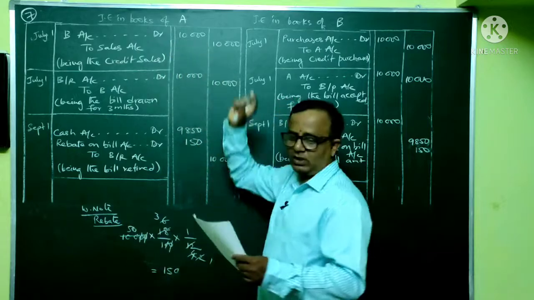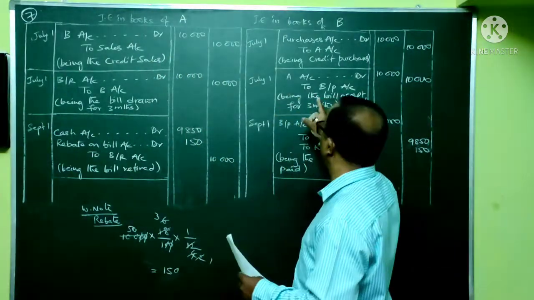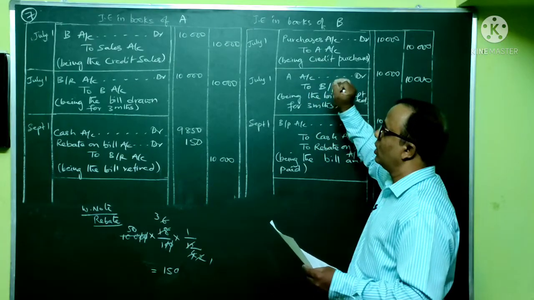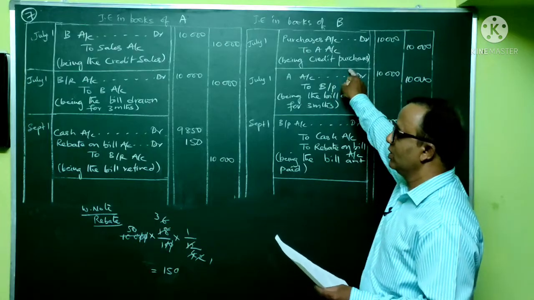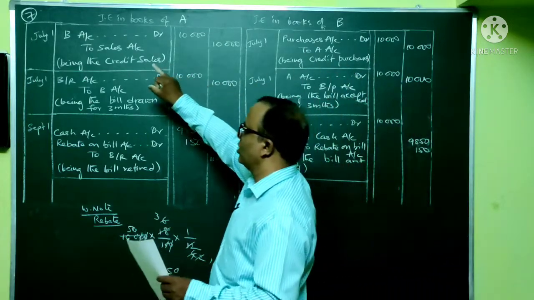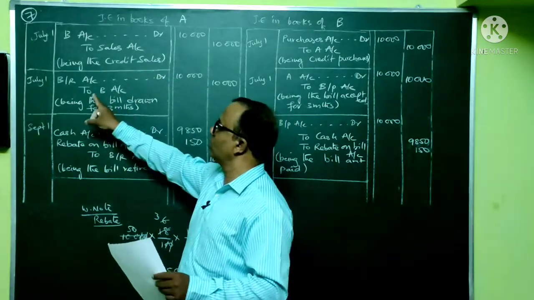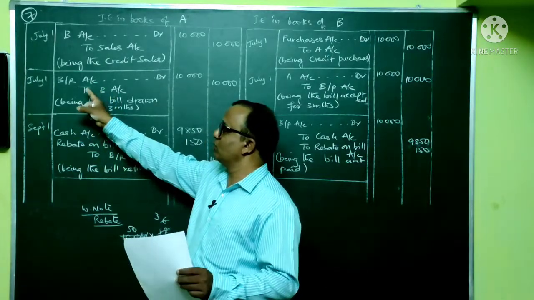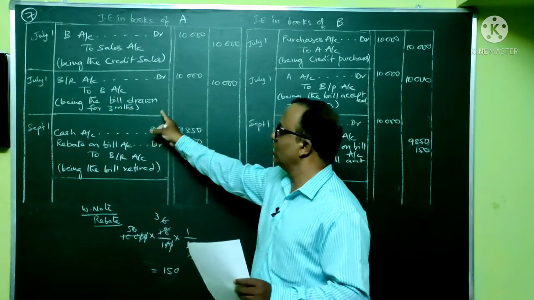Amount is 10,000. Then in the books of B, if you observe, B has made the purchases, so the entry will be purchase account debit to A, for 10,000, being the credit purchases. Now observe, again for this particular credit sale, he has drawn one bill on B. So when he has drawn the bill, he is the drawer: bills receivable account debit to drawee, bills receivable account debit to B, being the bill drawn for 3 months.